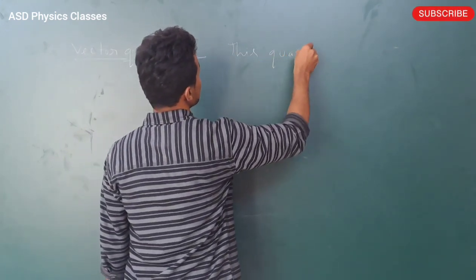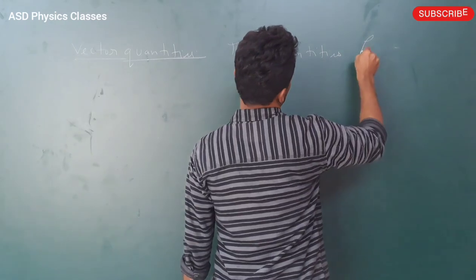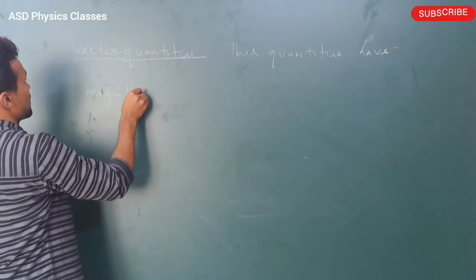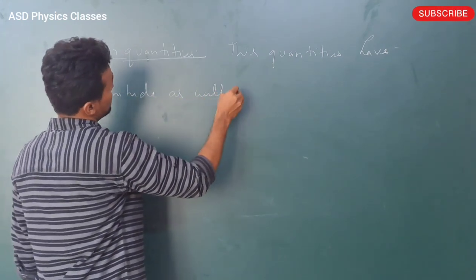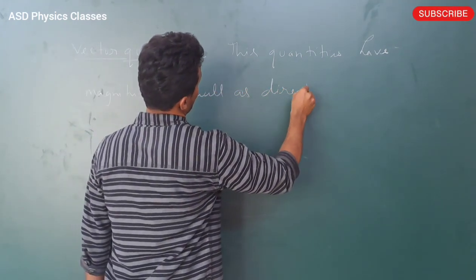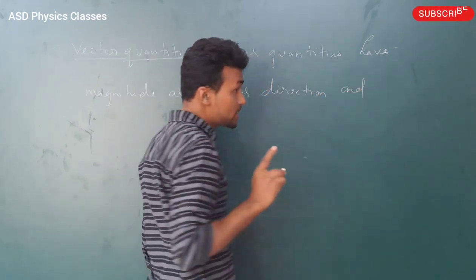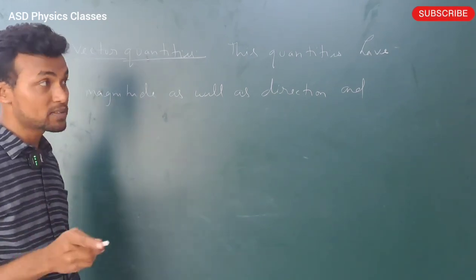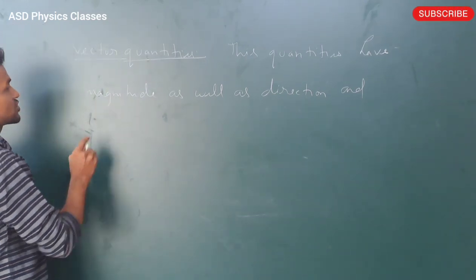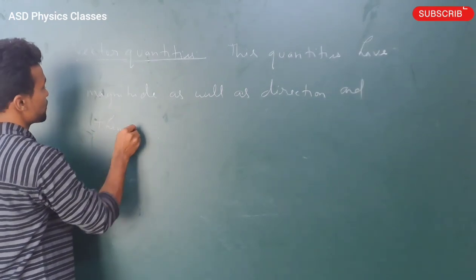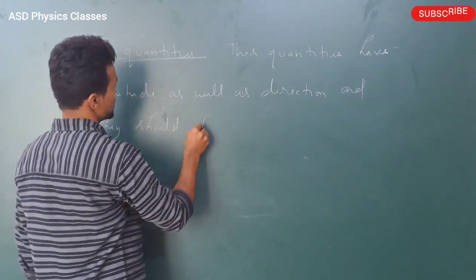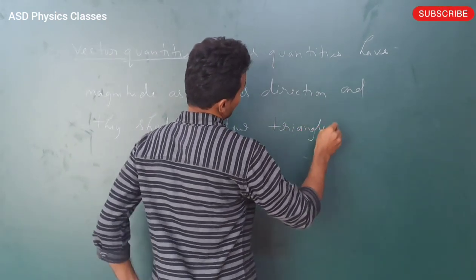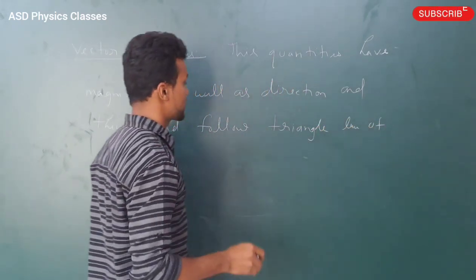These quantities have magnitude as well as direction. And one of the most important things, my dear students, you have to remember is that magnitude is there, direction is there, and at the same time they should follow the triangle law of vector addition.